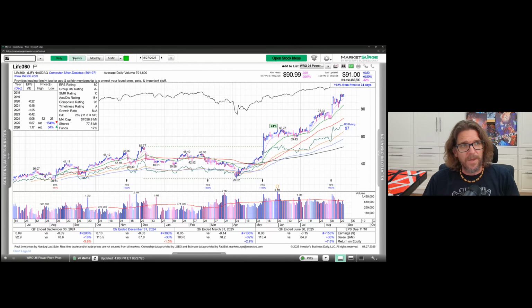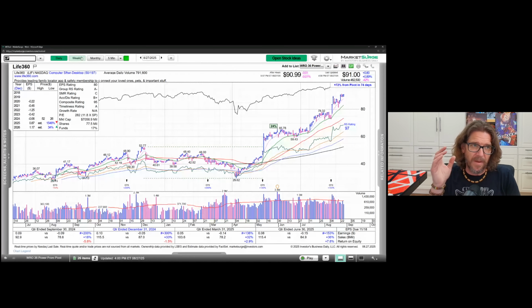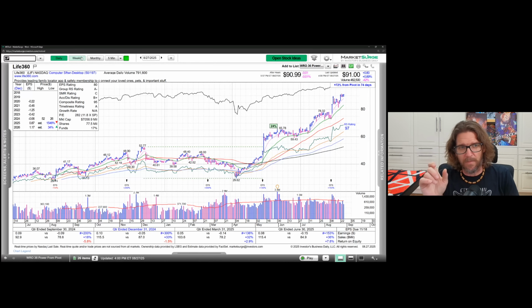$10. So, here, Life 360. Man, I totally messed this one up, which is such a shame. I didn't realize the product that this was when I saw the stock move like this. And it's a Tile app, which are little things that I use all the time. I've got like 20 of them probably. And I give them out as gifts too.